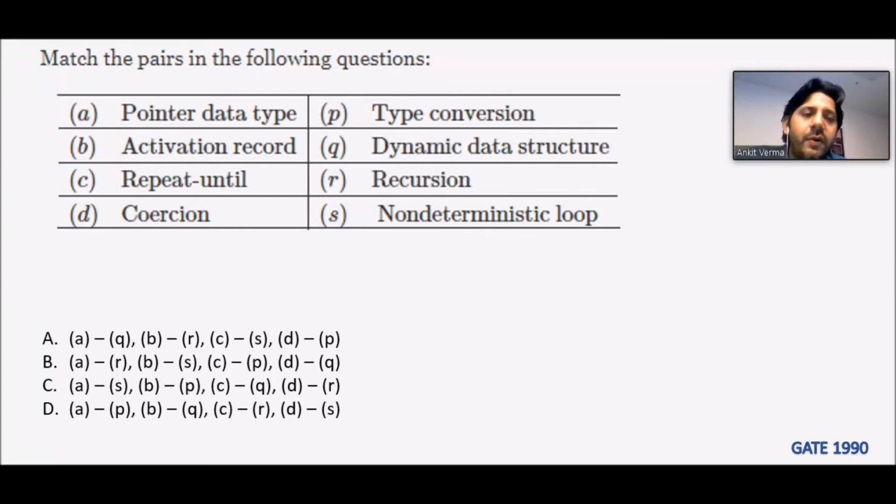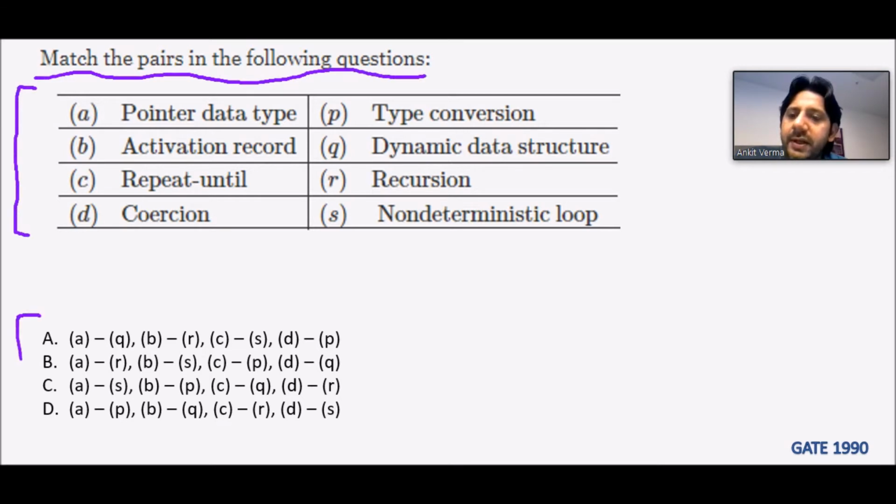Okay everyone, so now we are starting this question. Match the pairs in the following question. These are some pairs which are given and these are the answers. Now we are discussing the very first thing, pointer data type. Now everybody is aware that we use the pointer for the dynamic memory.